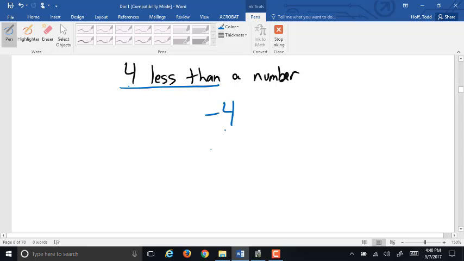4. And of course, we have to represent the number. What letter do you want to use for the number? N. That works for me. So n minus 4 is 4 less than a number.